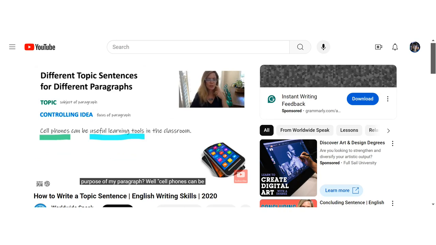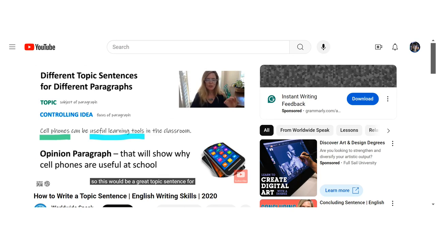What is going to be my purpose of my paragraph? Well, cell phones can be useful learning tools in the classroom. I'm thinking I need to convince you why they're useful. So this would be a great topic sentence for an opinion paragraph that will show why cell phones are useful in school. And so that reader knows, oh, I bet I'm going to learn or understand why cell phones are useful tools in this paragraph. And maybe I'll change my mind and agree with the writer.